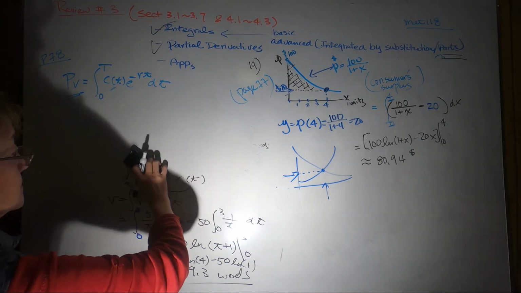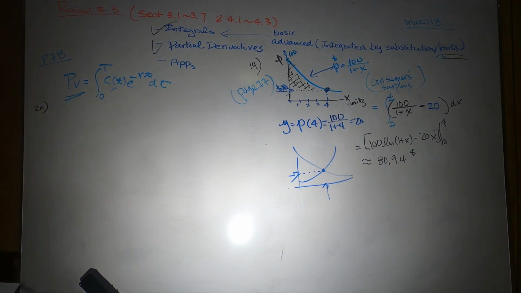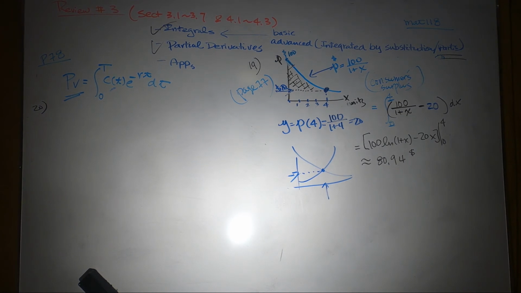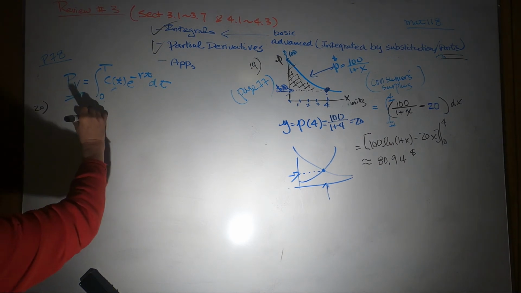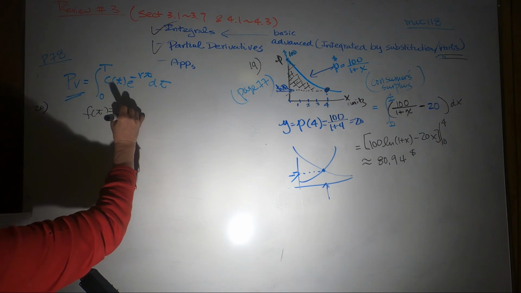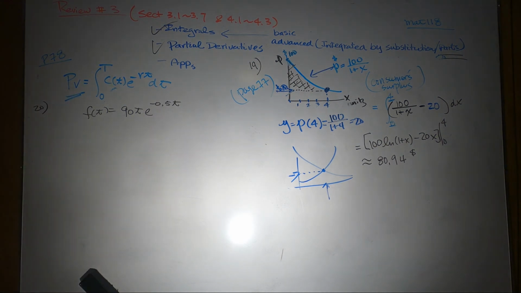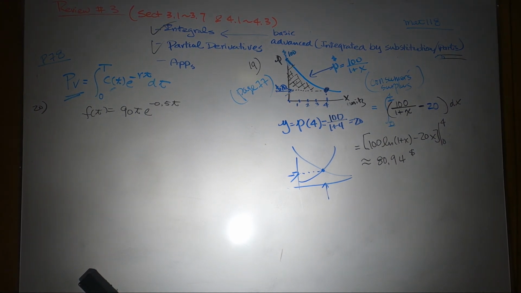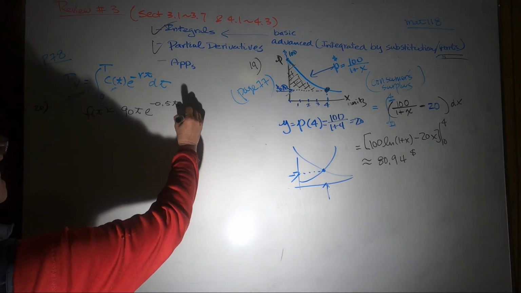Take a look at the next one. Suppose the income from an internet access business is a continuous income stream with annual rate of flow given by f(t). f(t), according to the time, is 90t times e to the negative 0.5t, in thousands of dollars per year. Find the total income over the next 10 years.